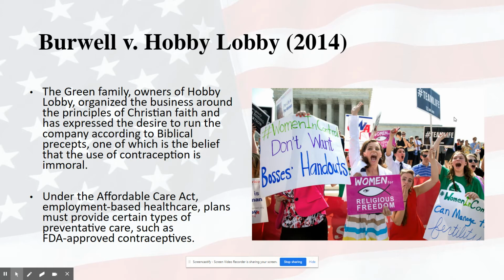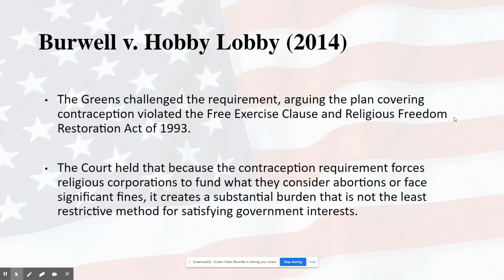Under the Affordable Care Act, which we've already discussed, employment-based health care plans must provide certain types of preventative care, such as FDA-approved contraceptives. The Greens challenged this requirement, arguing that the plan covering contraception would violate the Free Exercise Clause and the Religious Freedom Restoration Act of 1993. So they are challenging this requirement because of the Free Exercise Clause. They argued that because of their religion, they should not be required to provide contraception.